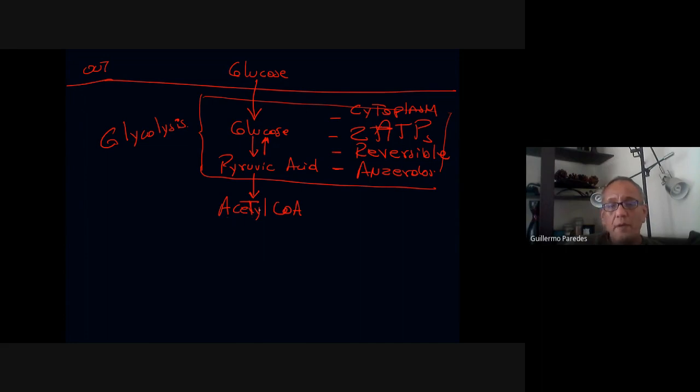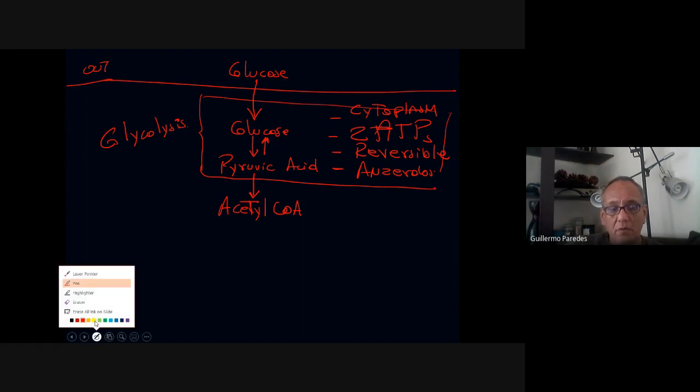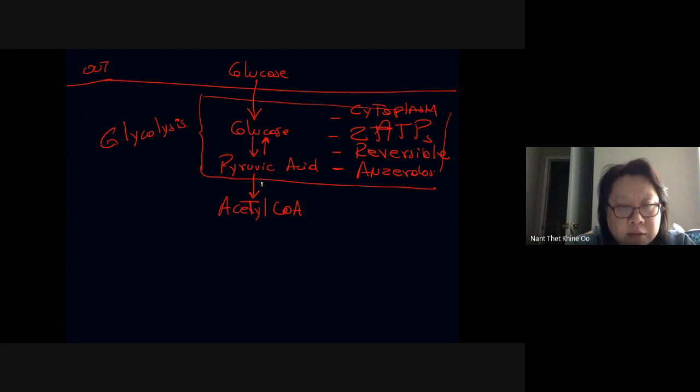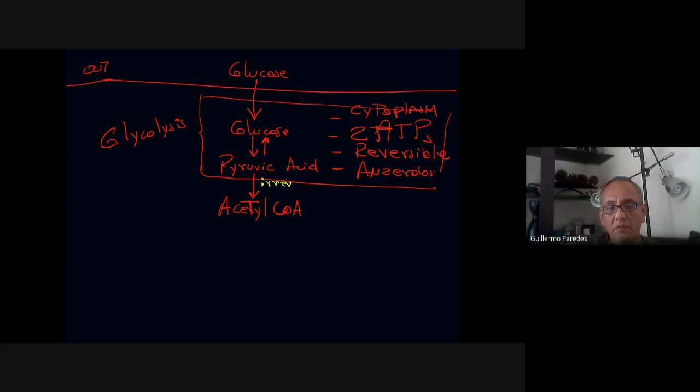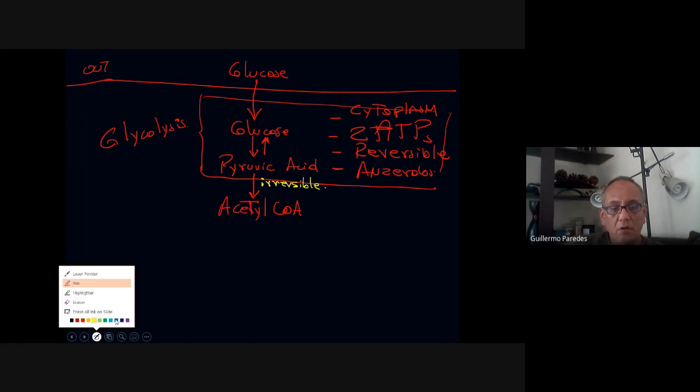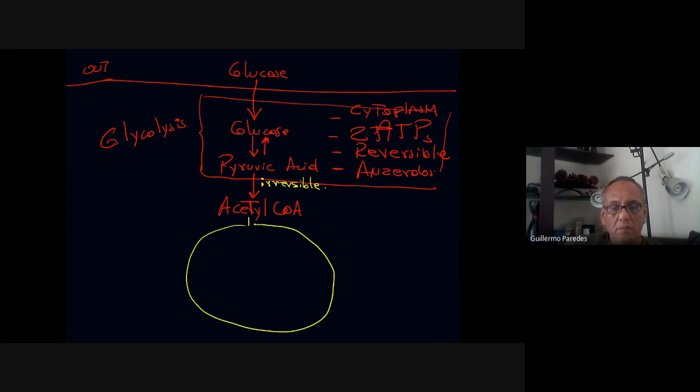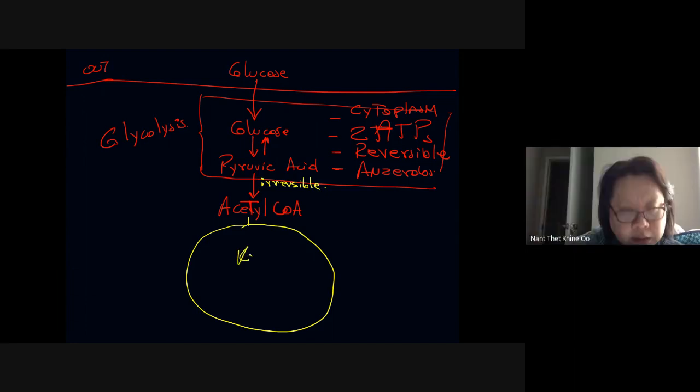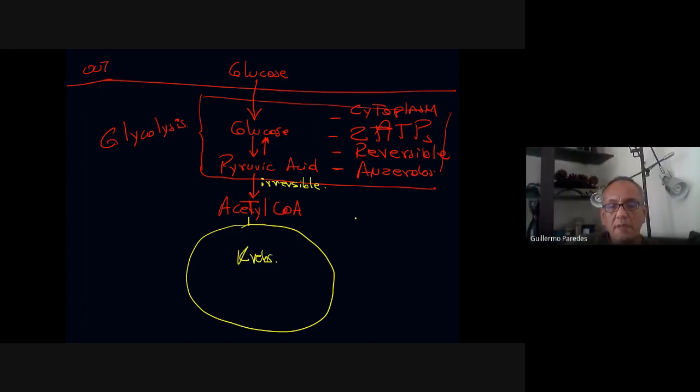Acetyl-CoA. The reaction between pyruvic acid and acetyl-CoA is reversible or irreversible? Irreversible. So that's why I put one line here, for an irreversible reaction. Okay, then what happened? Let's put another color here. Yellow is okay. Acetyl-CoA is going to enter into what? What is this called? Krebs cycle.